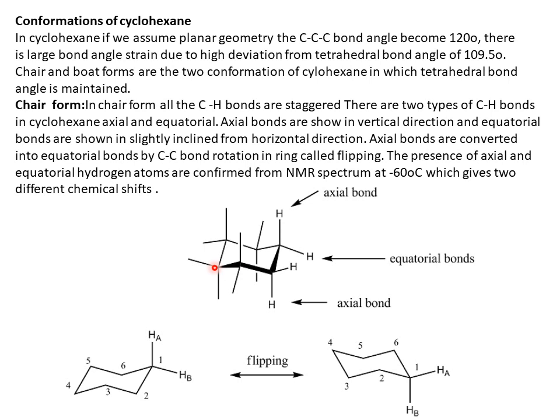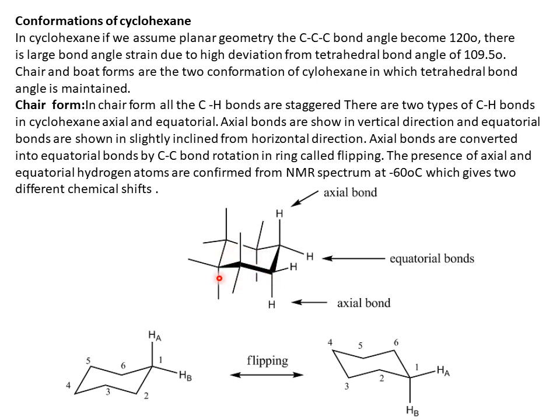The 3,4 bond is also staggered. If you look at this hydrogen atom and this hydrogen atom, they are staggered. The 4,5 bond is also staggered, and you can see this hydrogen atom and this hydrogen atom are in staggered conformation. And again, the 5th carbon atom and the 6th carbon atom are also in staggered conformation. So all carbon bonds are in staggered conformation.